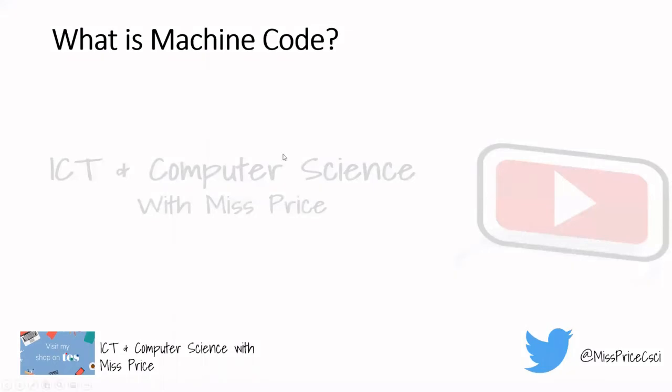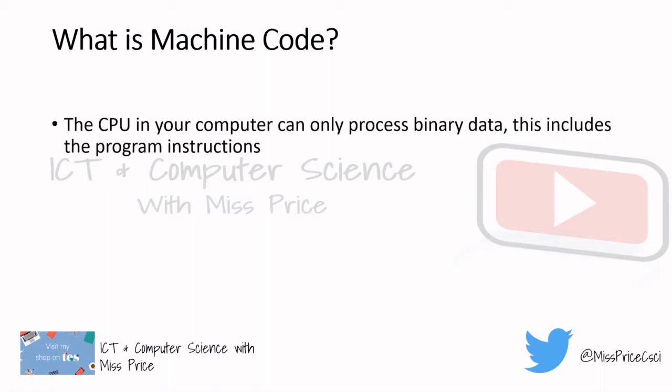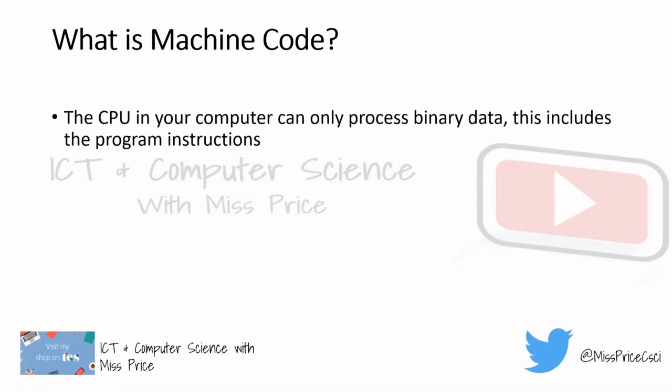We're going to look into what is machine code. Now, in a previous lesson, we did cover a little bit of this, and also we covered some trace of how to represent the machine code and the assembler code as well. Okay, so now machine code: the CPU in your computer will only process binary data. So this will include the instruction programs.